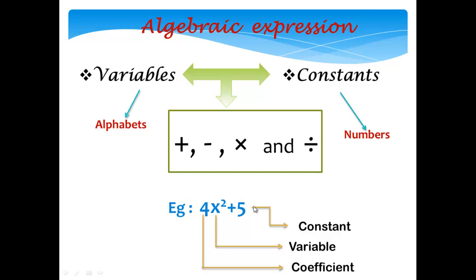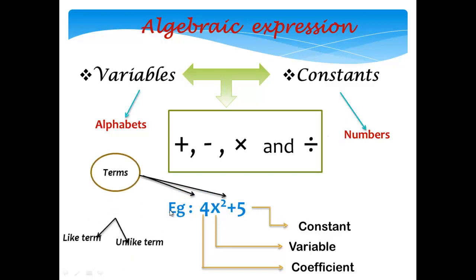Now this expression consists of 4x square and 5, and these two are called terms. Normally the terms are of two types. They are like terms and unlike terms.